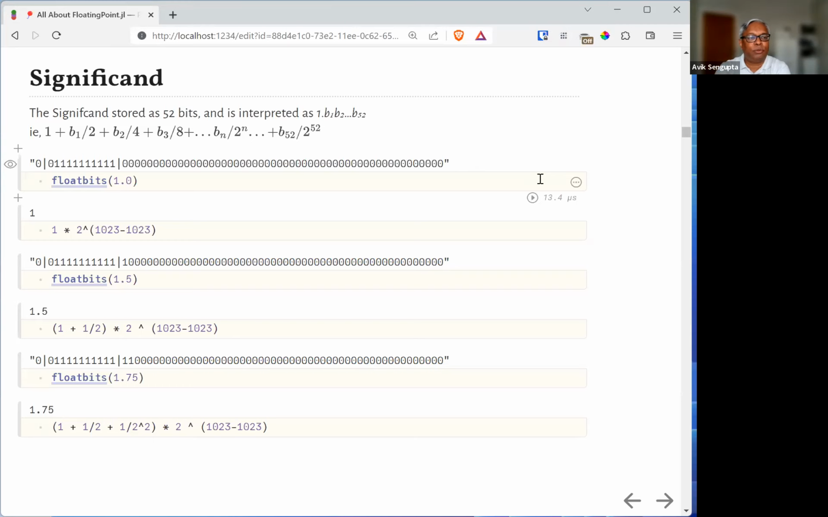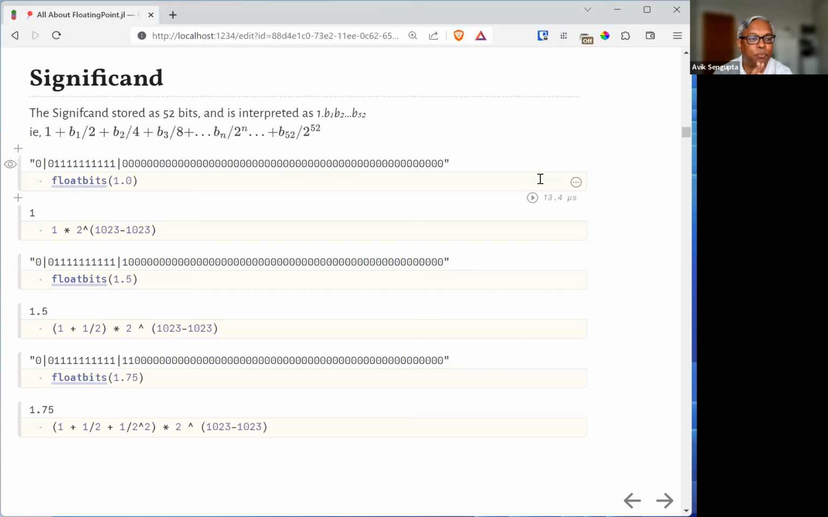So putting it all together, this number, which we are saying is 1.0, is 1 plus the bits. All the bits are 0, which means the value of the significand is 1. Remember, just because all the bits are 0 doesn't mean the value of the significand is 0. Actually, the value of the significand is 1 because it is 1 plus the bits. So because all the bits are 0, the value of the significand is 1.